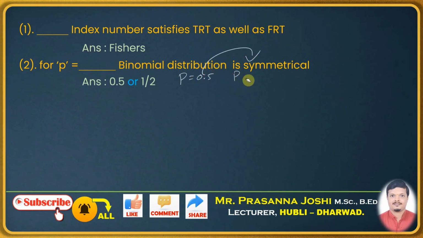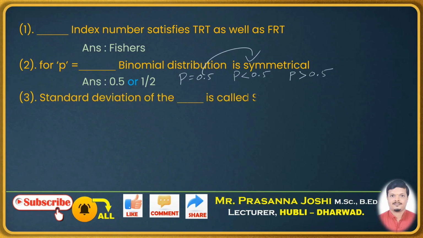By chance, if p is less than 0.5, then it is a positively skewed distribution. If p is greater than 0.5, it is a negatively skewed distribution. Symmetrical can be referred to as non-skewed also. That means there is no skewness. Okay, let's go for the next question.